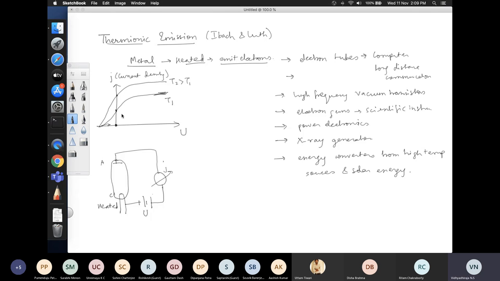But then the current does not increase infinitely. There is a saturation current, which means that at any temperature, there is only a finite probability of taking out electrons from the cathode. So what you see here is that the process that is important for thermionic emission is that electrons have to be taken out of the cathode, right? So given a particular temperature, we want to see how many electrons are able to escape the Fermi gas. That is basically the question.